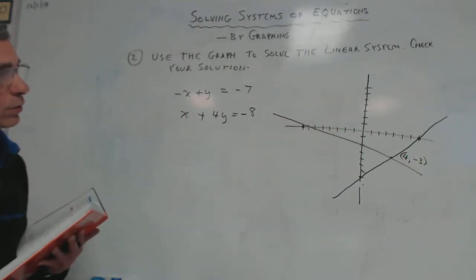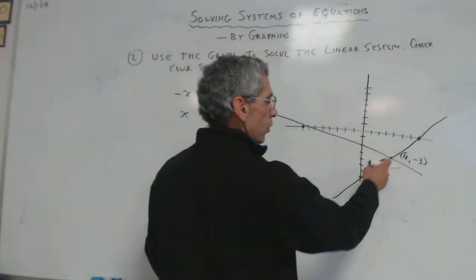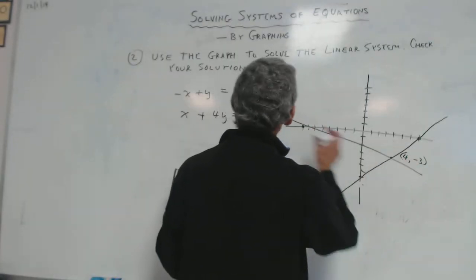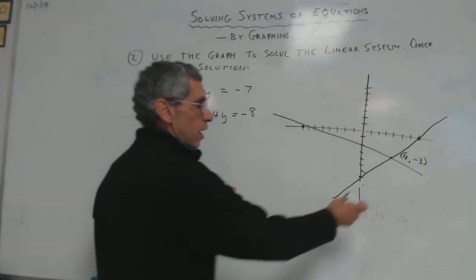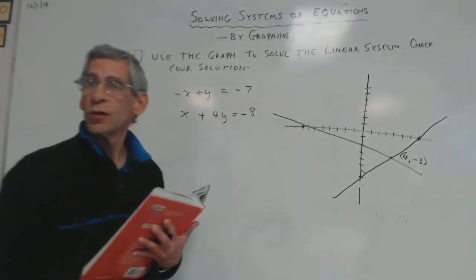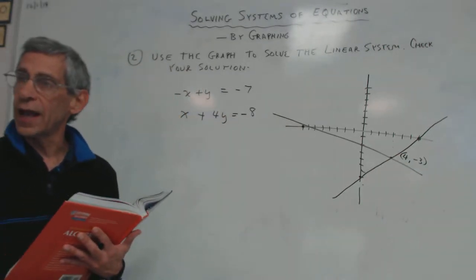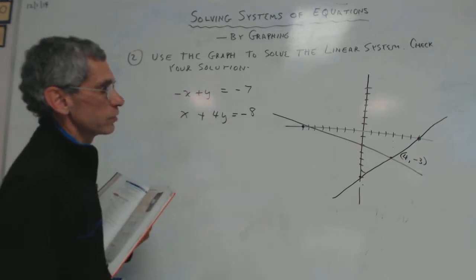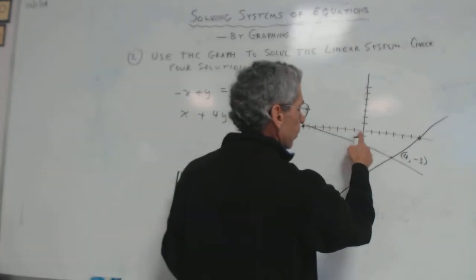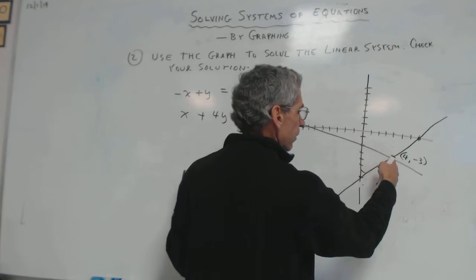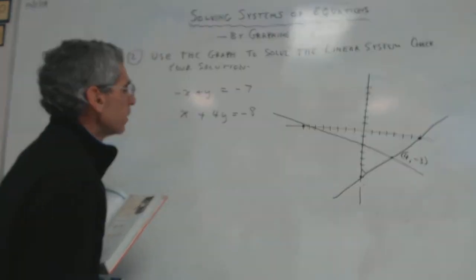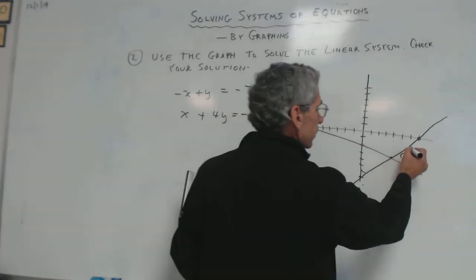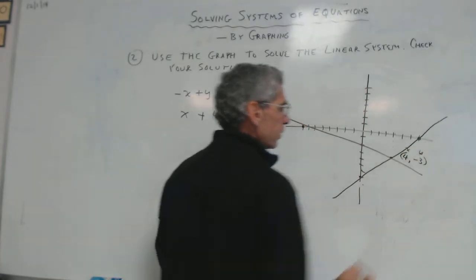Now, on the homework you're going to get a graph like this. You're going to have these equations. They're not going to say what the point is. You have to figure out what the point is, and they're going to ask you this: use the graph to solve the linear system. In other words, according to the graph, it looks like 4, negative 3. So now that means my x is 4 and my y is negative 3.